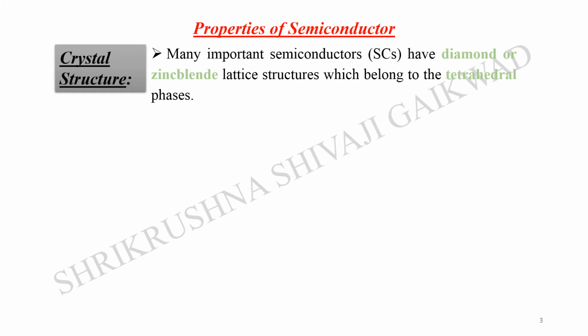As we can see, many important semiconductors have a diamond or the zinc blende lattice structure. So these are the lattice structures, not the crystal structures I am talking about. So many of the semiconductors have either the diamond lattice structure or the zinc blende lattice structure. We'll understand in a moment what the diamond lattice structure and the zinc blende structure are. Okay, which belong to the tetrahedral phases.